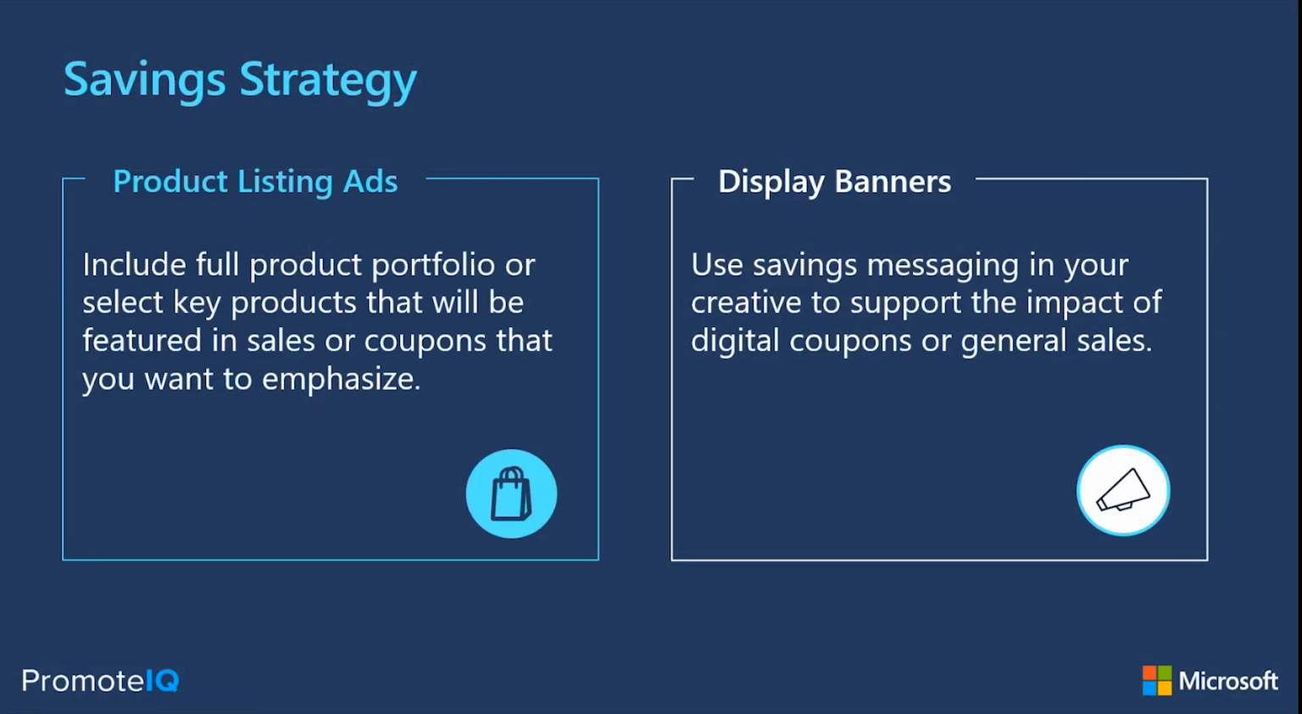Savings strategy. Running a savings strategy is crucial to reach price-conscious shoppers. For product listing ads, include your full product portfolio or select key products that will be featured in sales or coupons that you want to emphasize. For display banners, be sure to use savings messaging in your creative to support the impact of digital coupons or general sales.